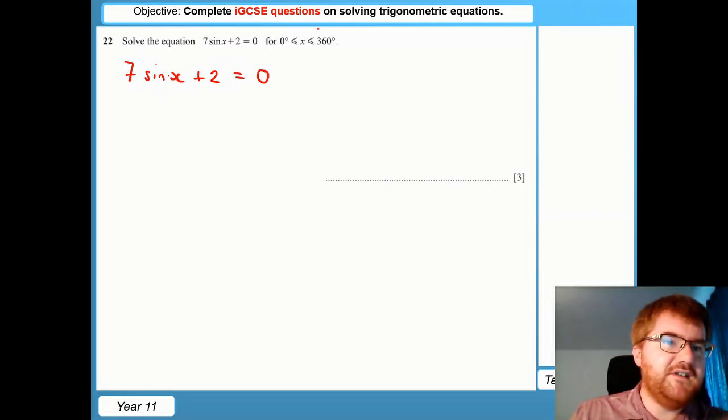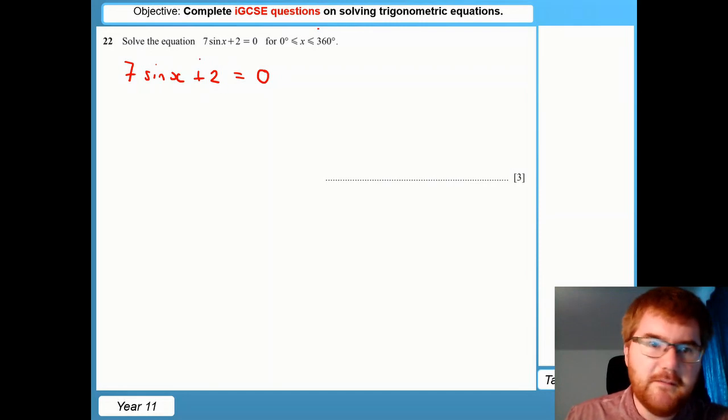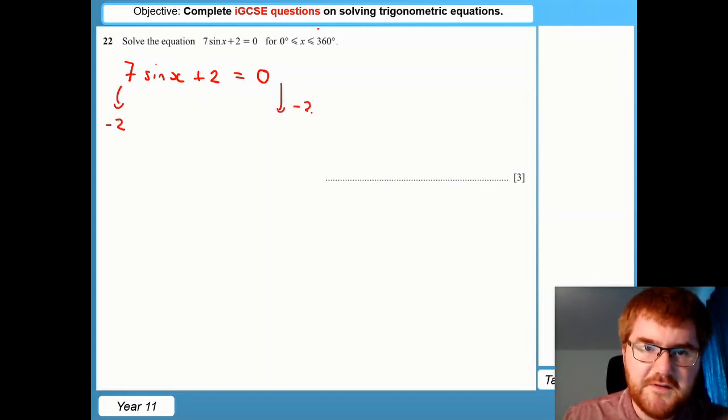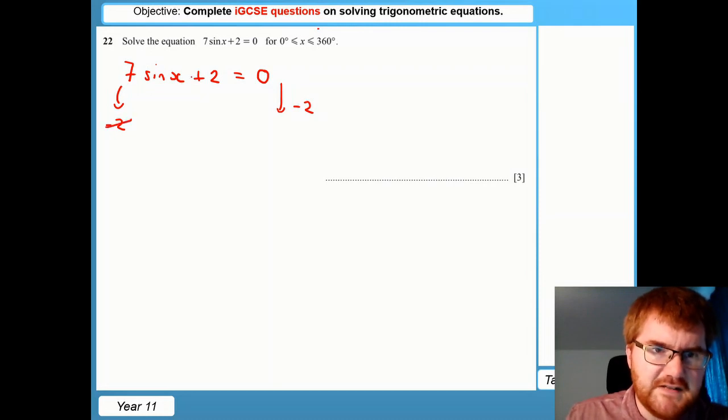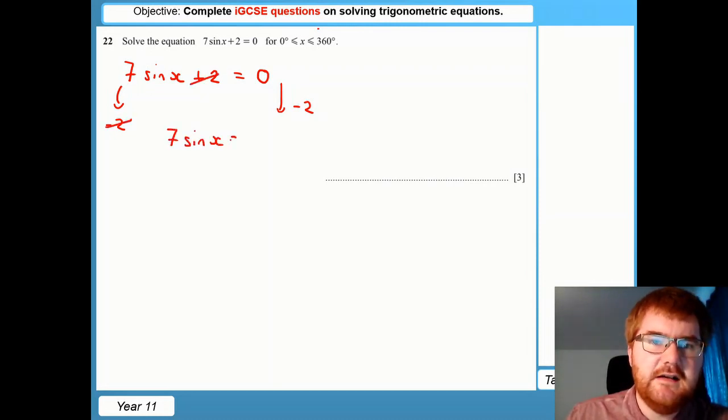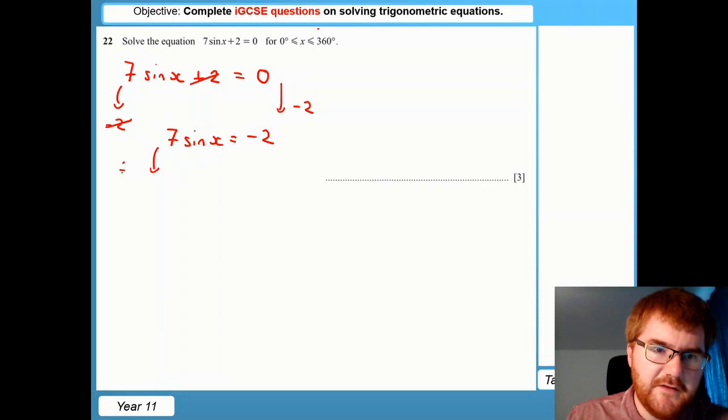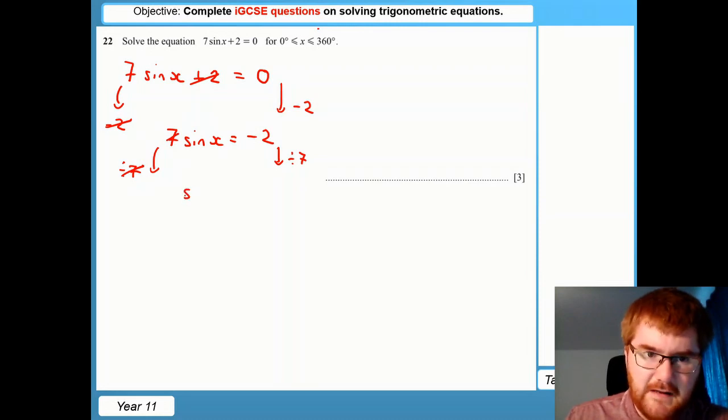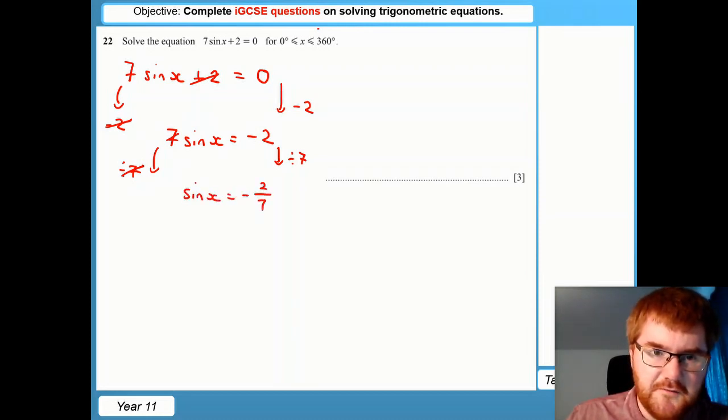So again, we want the sine x on its own. So what's the opposite of plus 2? Well, we're going to minus 2 from both sides. This cancels. We're left with 7 sine x equal to minus 2. And then what's the opposite of times by 7? Well, divide by 7 on both sides. This cancels. We're left with sine x is equal to minus 2 over 7.